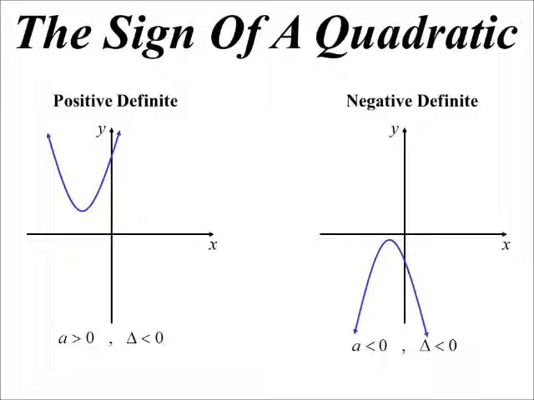There used to be terms which we don't really use anymore called positive semi-definite and negative semi-definite, and that was when it just touched the x-axis. But we don't seem to worry about those anymore. It's really positive definite or negative definite. Anything else we just call indefinite now.